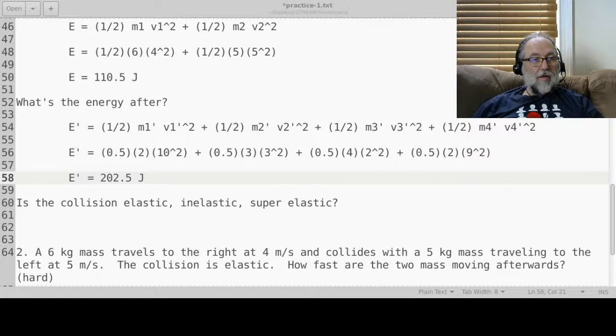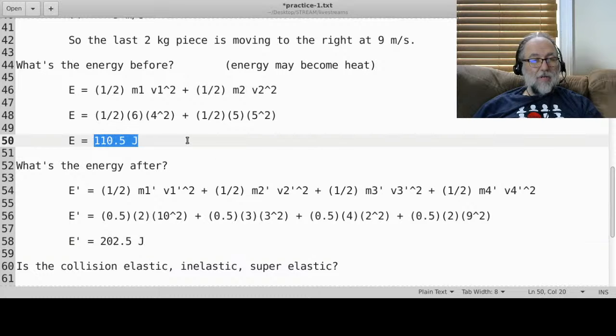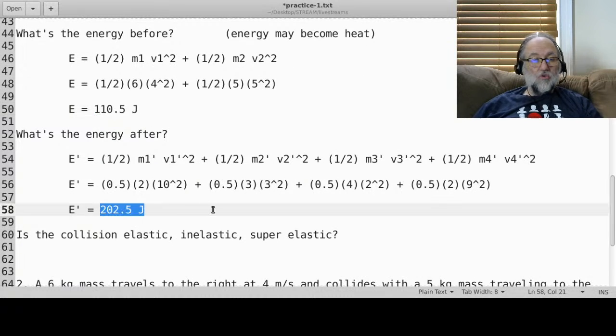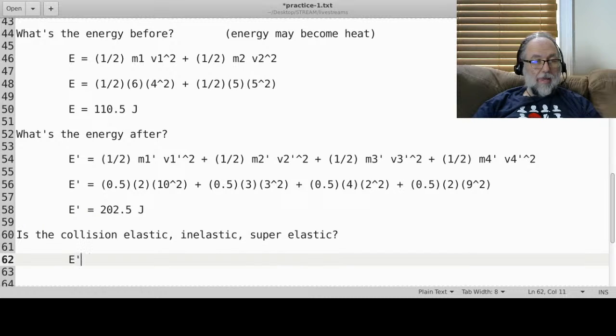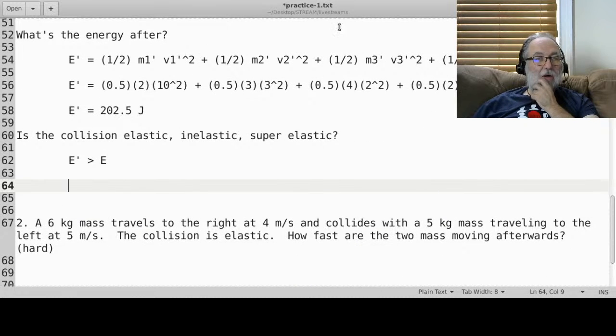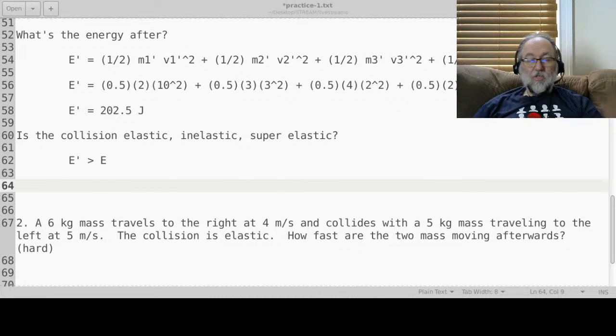Great. And so the last question is, is this collision elastic, inelastic, or superelastic? For that, just compare the energies before and after. The energy before is 110.5, and the energy after the collision is 202.5. The energy after is bigger than the energy before. Again, you say, well, how's that possible? Energy is supposed to be conserved.